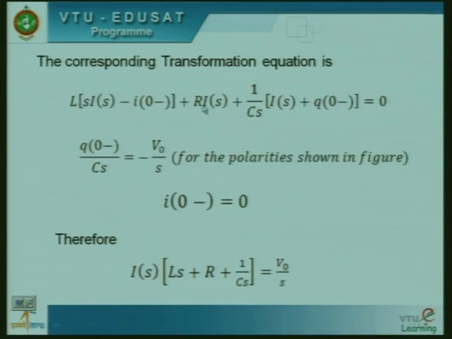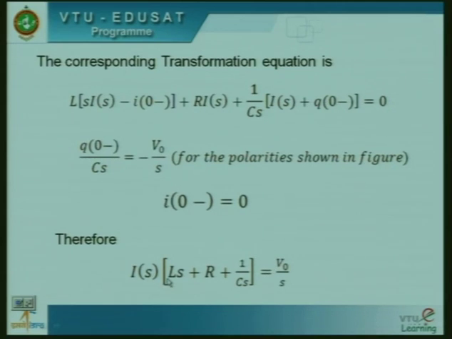Ls into I of s plus R into I of s plus 1 by Cs into I of s is equal to, the initial current term being 0, and the q naught by Cs term, which is nothing but V naught by S, I can take to the other side of the equation. So, if I substitute the initial values of inductor current and capacitor voltage, we can rewrite this equation in this form. We can write I of s into Ls plus R plus 1 by Cs is equal to V naught by S.